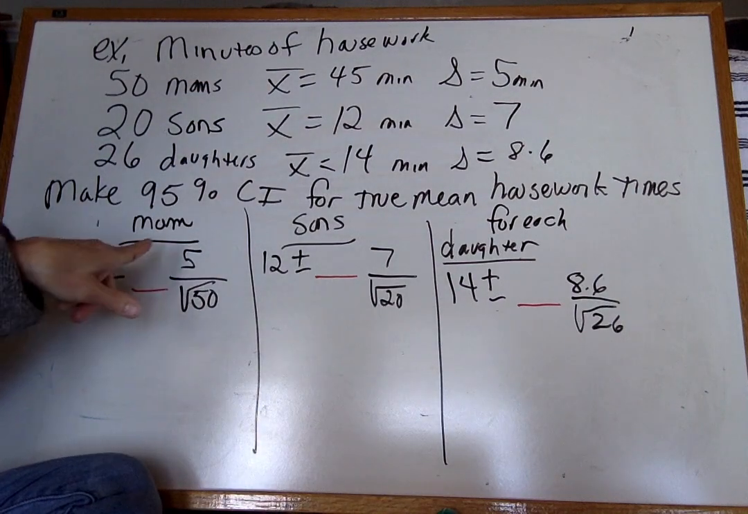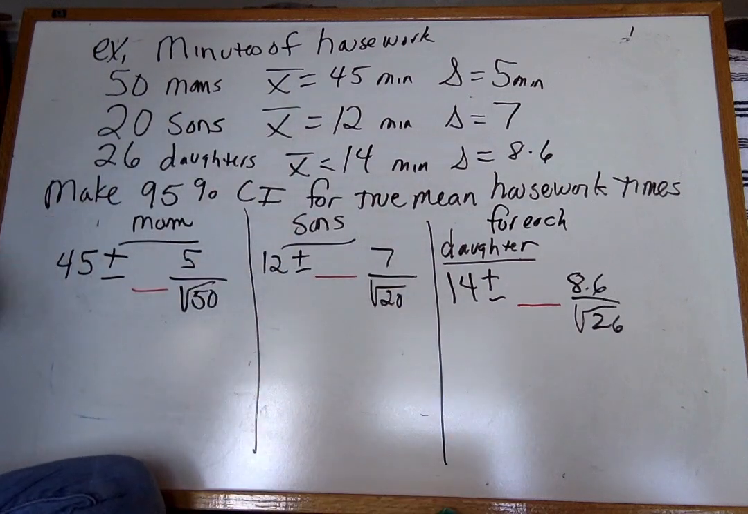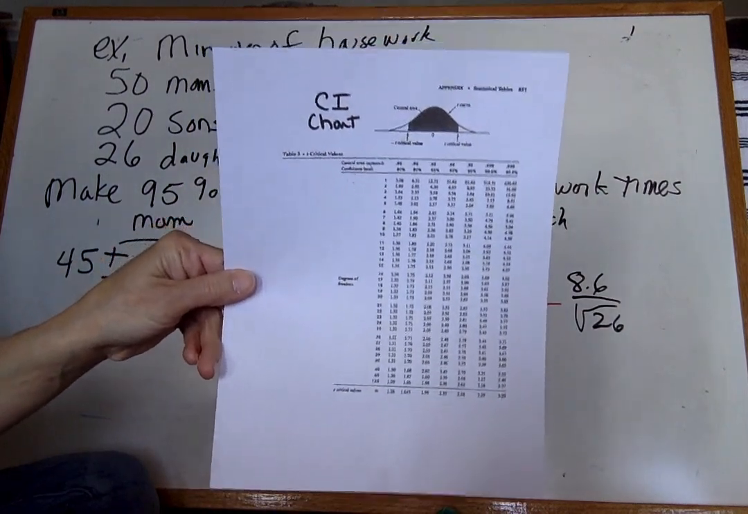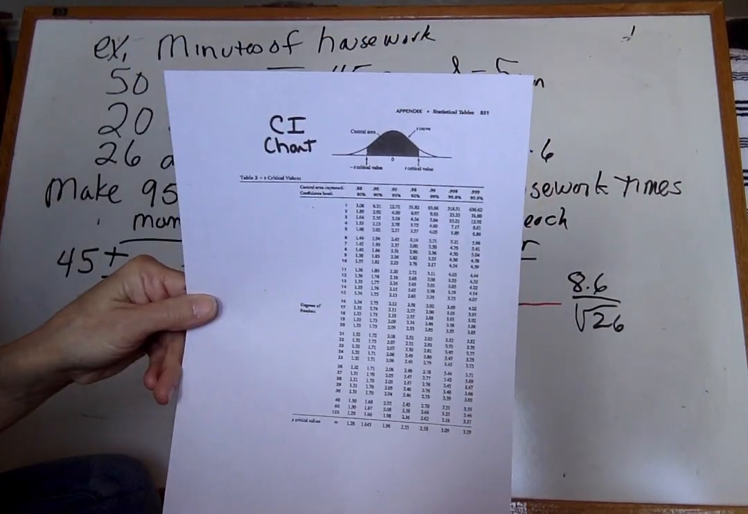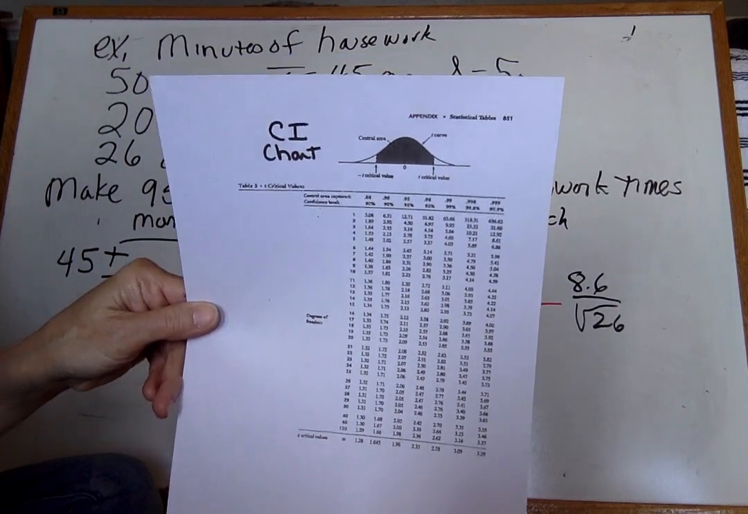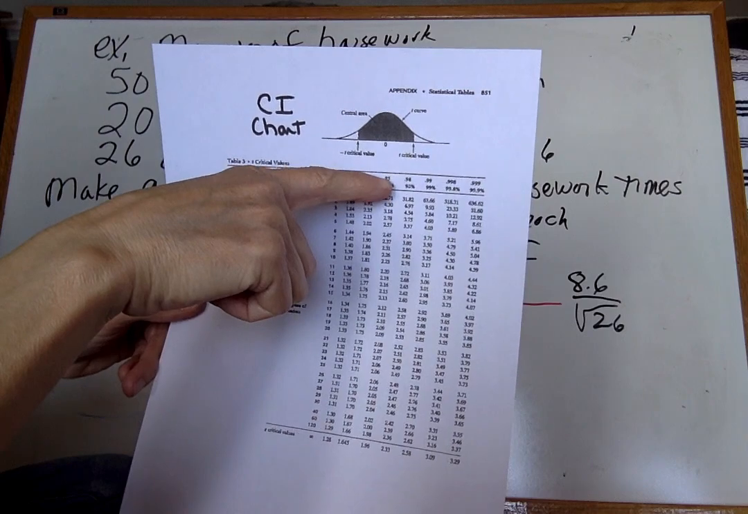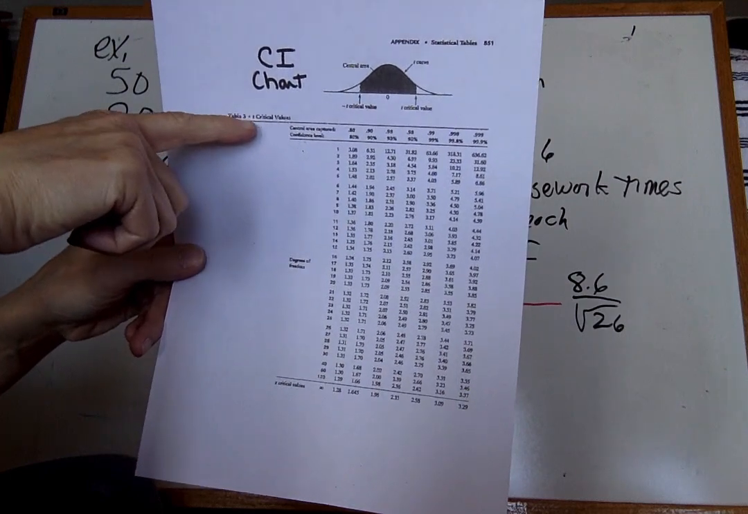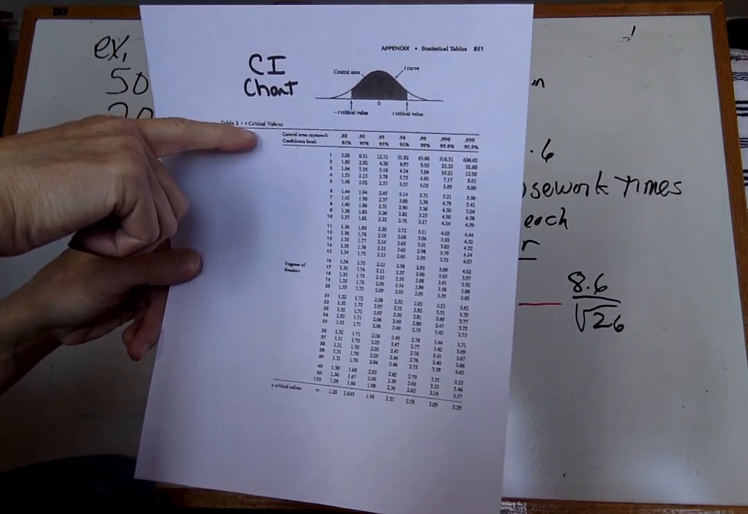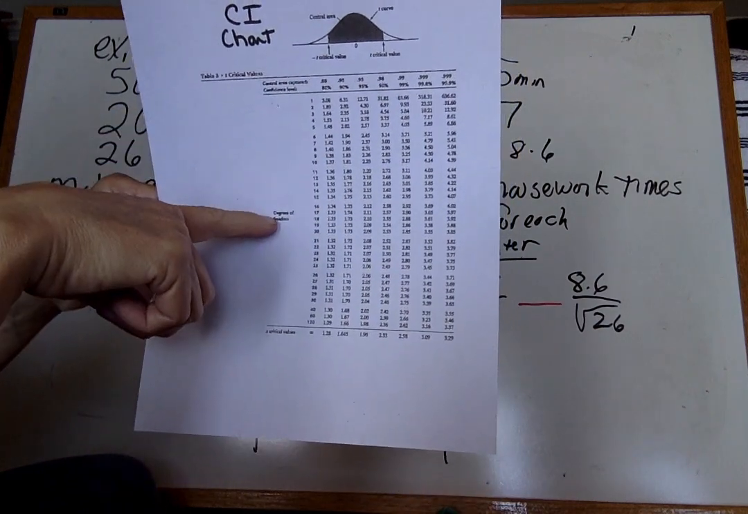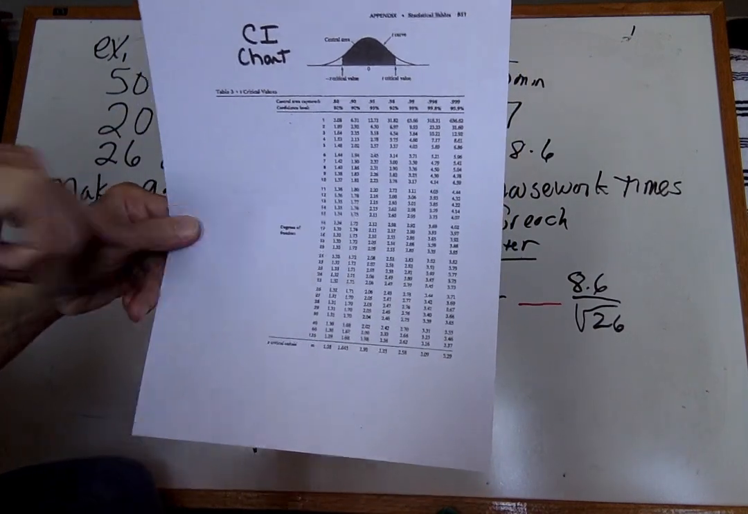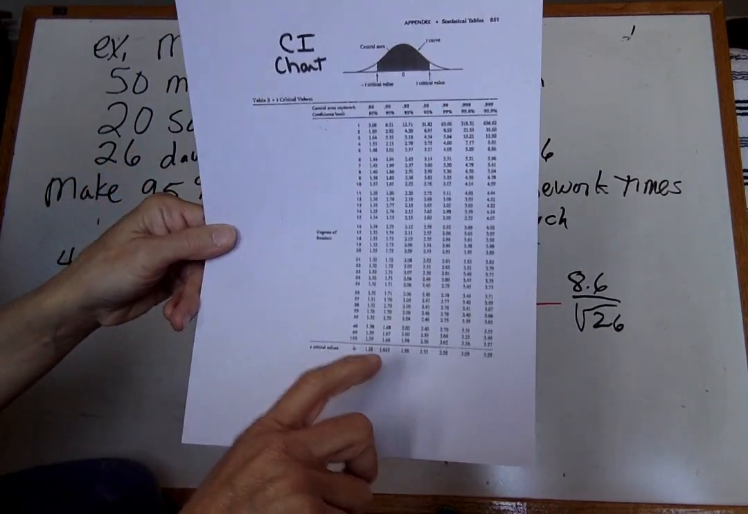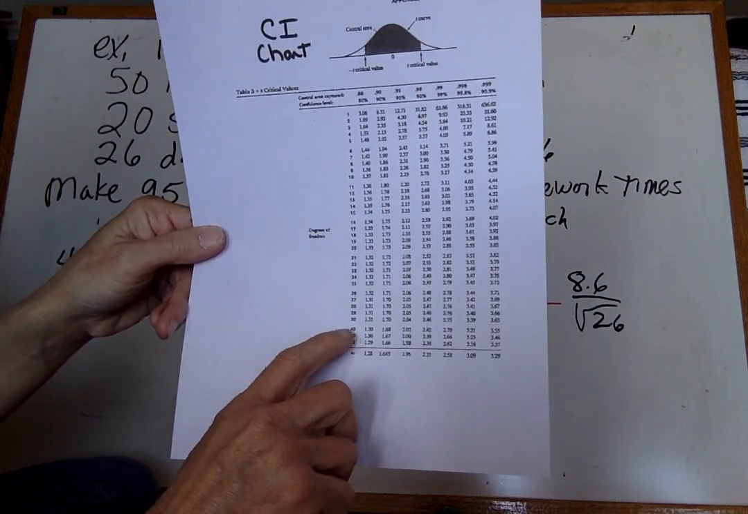All right. Where do we get those T values? That is what this chart is about. If you look across the top, that gives you the level of confidence. For this problem, we're going to be using the 95% column. Remember this, if you can't read that, it says T, critical values. Degrees of freedom, that's n minus 1. So for the moms, n is 50. So technically degrees of freedom is 49. This is a skimpy chart.